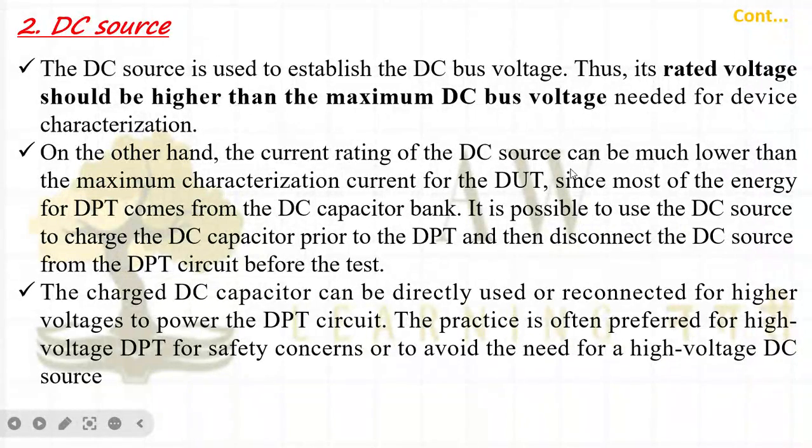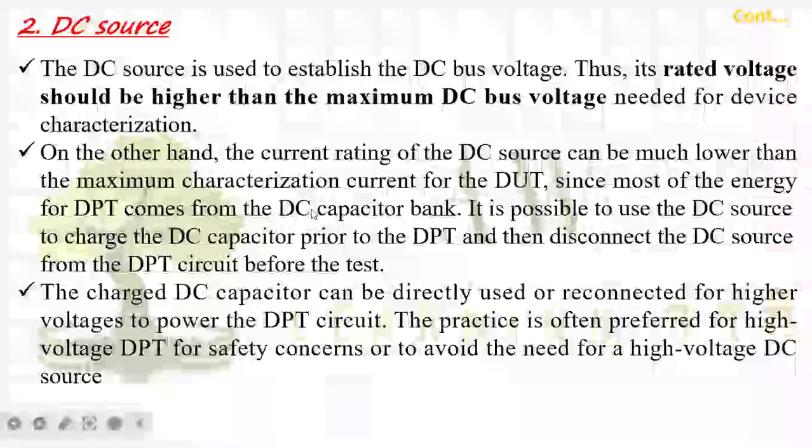I should take a DC source such that it is much lower than the maximum characterization current for the device under test, since most of the energy for the double pulse test comes from the DC capacitor bank. This is the bus voltage which we will give to our device. How to design the capacitance we will see in the next part. But most of the energy of the DPT comes from the DC capacitor bank.